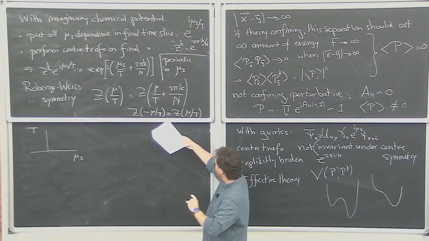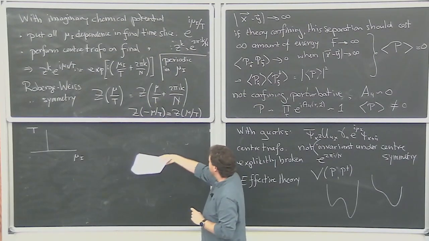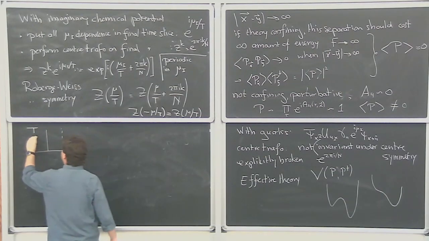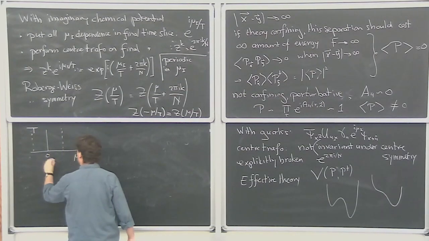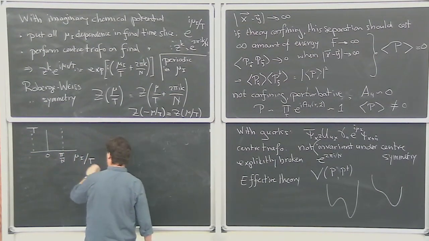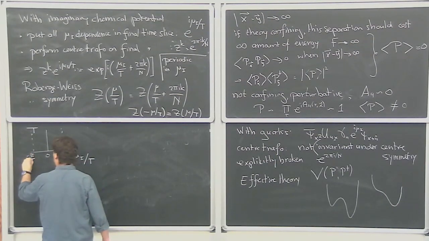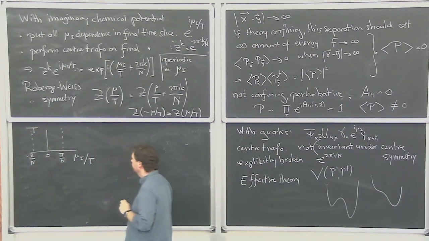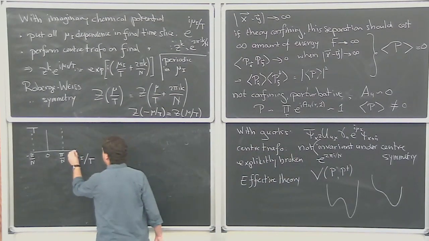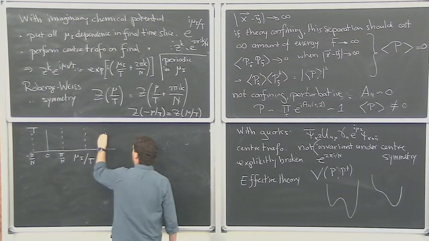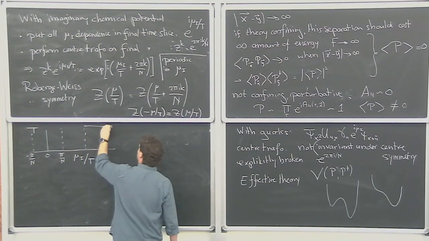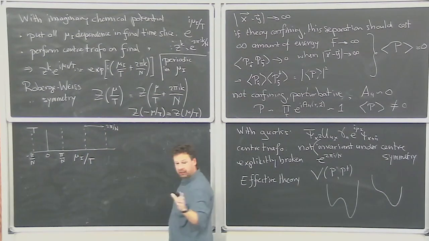So this is symmetric, reflection invariant, but then there is this periodicity in the imaginary direction with 2 pi over n, and so there is periodicity on both sides here. So this is 0, and this is pi over n. Let's put this over t, and this is minus pi over n. So in the imaginary chemical potential direction, there is this periodicity where the extent here is 2 pi over n, and then this interval is repeated.